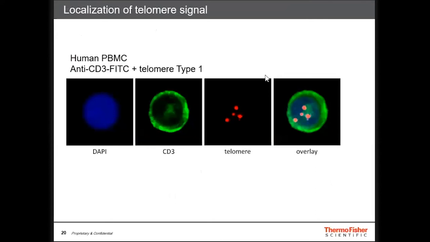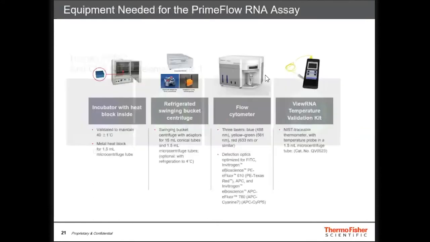And if we actually image these cells after we've done the PrimeFlow staining, you're looking at DAPI, CD3, and then the actual telomere-specific PrimeFlow probe signal as well. You can see that that signal overlaps nicely with the nucleus, so we can have confidence we actually are detecting what we think we are. And so that is all the examples I'll go over.